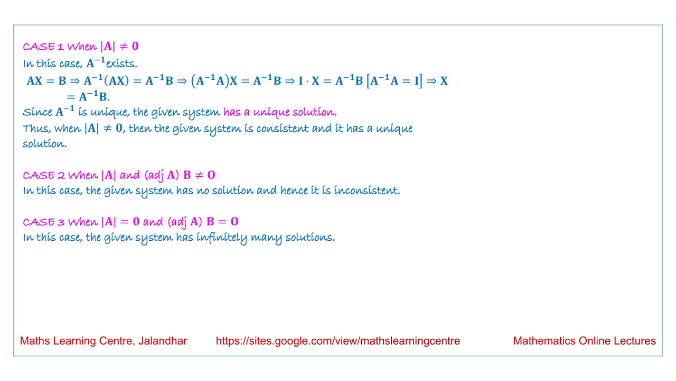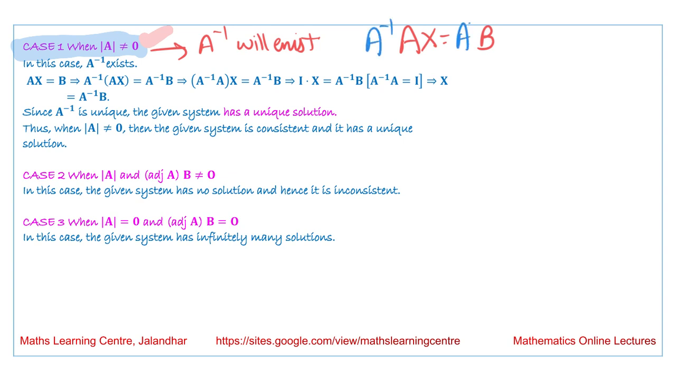Based upon this, the first case we are going to discuss is when determinant of A is not equal to 0. In this case A inverse will exist. When determinant of A is not equal to 0, it means A is invertible. So we have the equation AX is equal to B. We multiply both sides of this equation with A inverse because it exists.